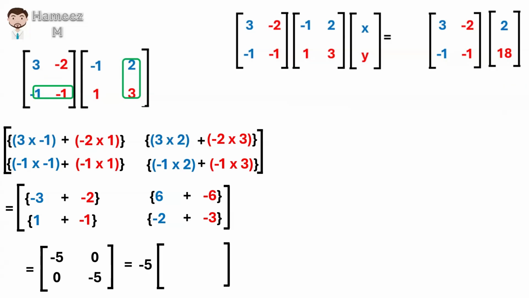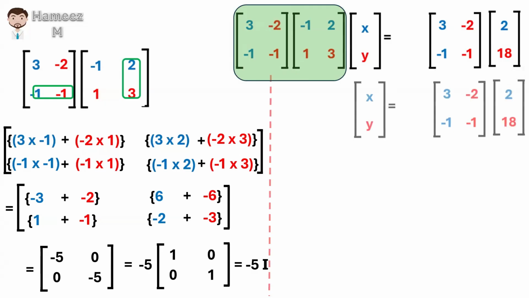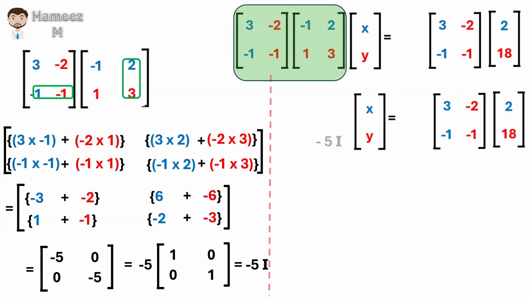What are we left with? 1: minus 5 by 1 is minus 5. 0: minus 5 by 0 is 0. 0 again, minus 5 by 0 is 0. And 1: minus 5 by 1 is minus 5. So we really have minus 5 times the identity. So what this means is we've just worked out this in green, and that gave us minus 5I times (x, y) is equal to that.